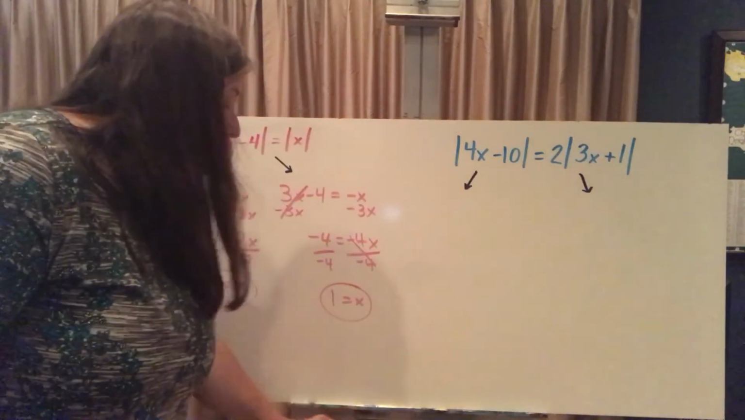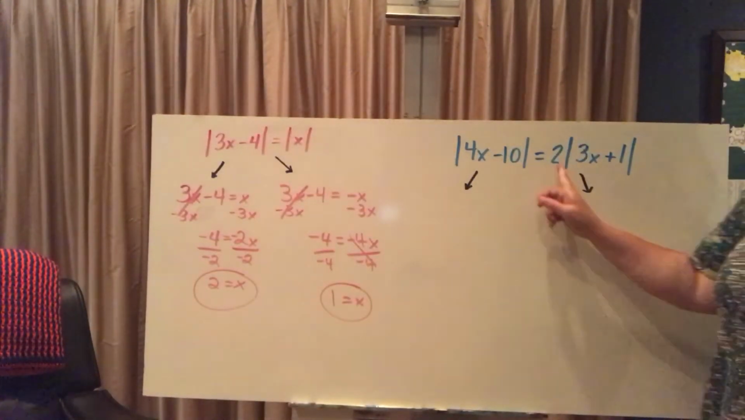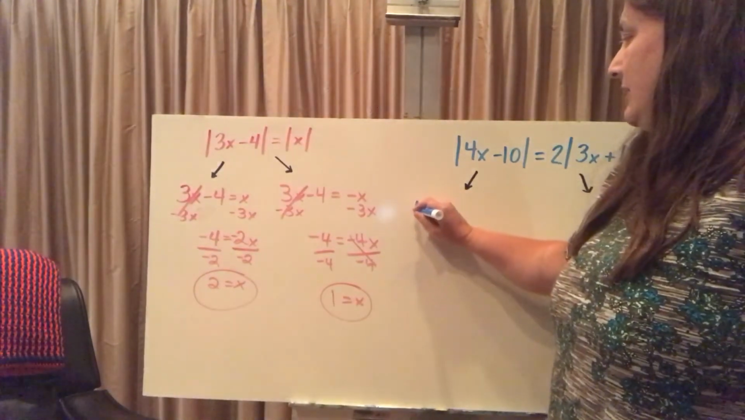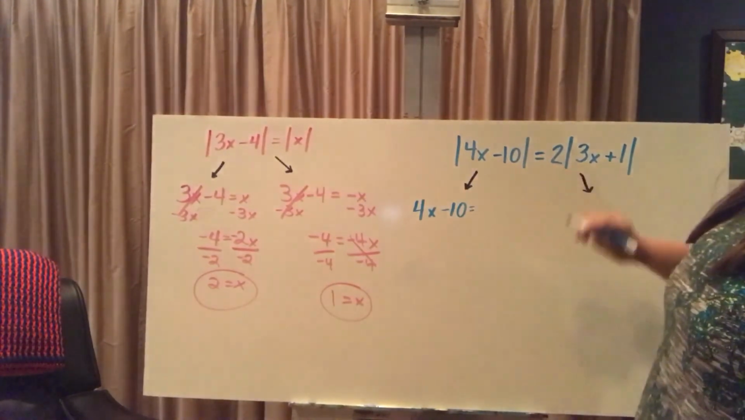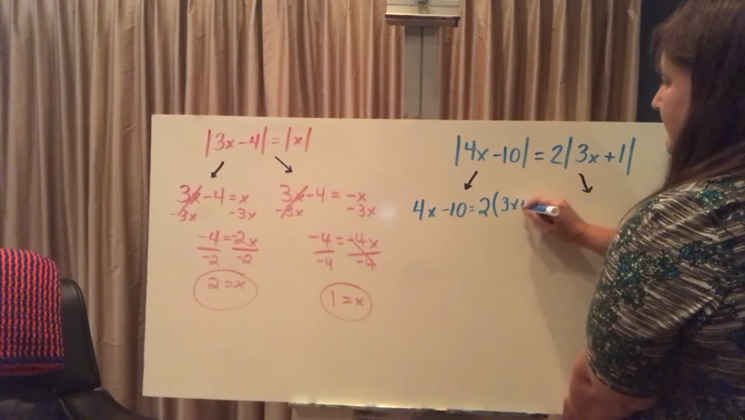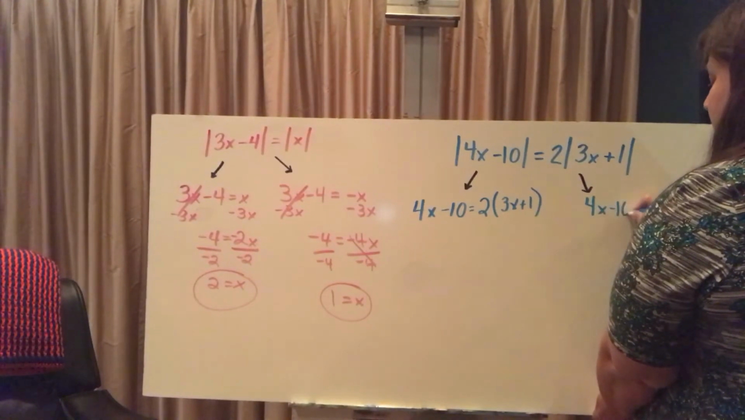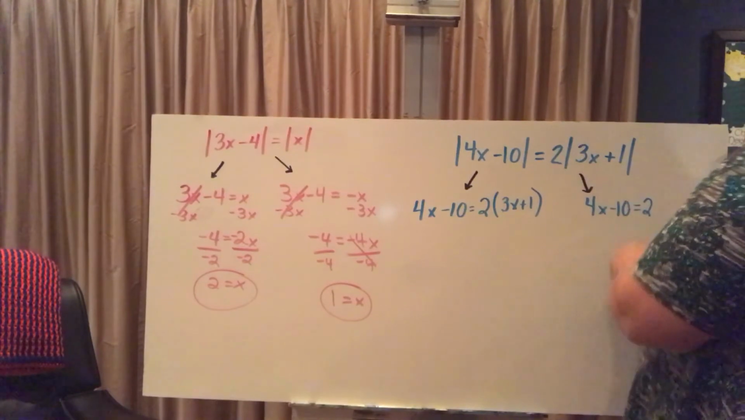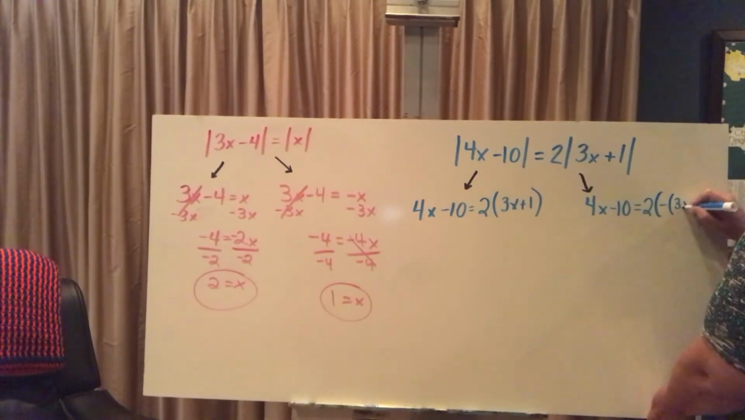All right, last one. We've got 2 absolute values, but we also have this 2, which is outside of our absolute value symbol here. So I'm going to set up 2 equations. 4x minus 10 could equal just 2 times 3x plus 1, or 4x minus 10 could equal 2 times the negative version of 3x plus 1. So negative 3x plus 1.